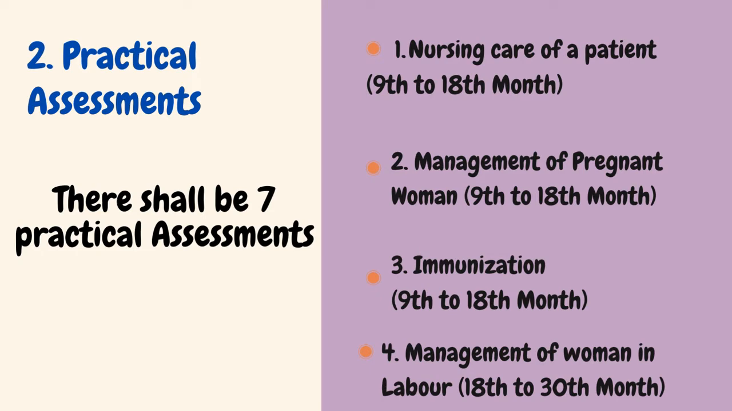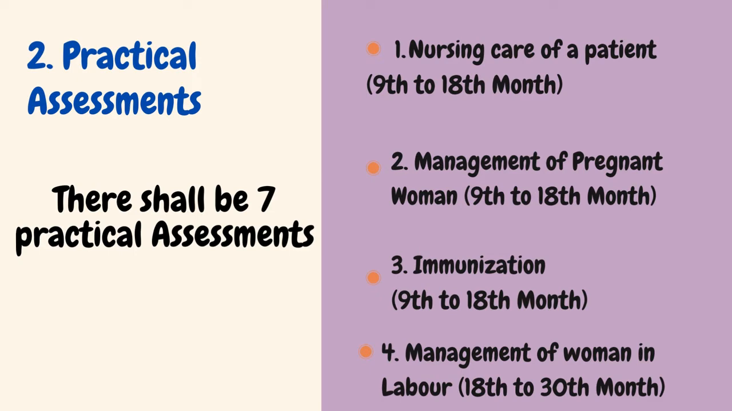Then we have management of a pregnant woman. Management of a pregnant woman is done at the MCH. So this is where you are assessed on how to manage a pregnant woman. Then you also have immunization. So ideally, in an ideal setup, the assessment should be in this order: the nursing care of a patient, then you go to management of a pregnant woman, then you go for immunization, as they build up on each other like that.